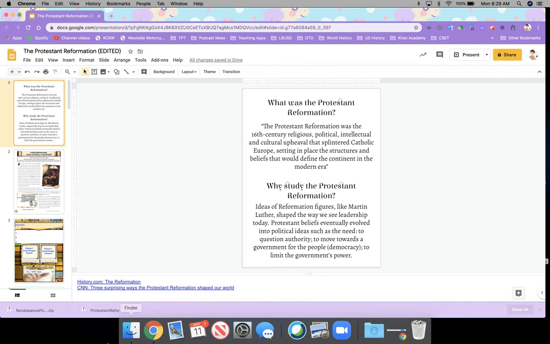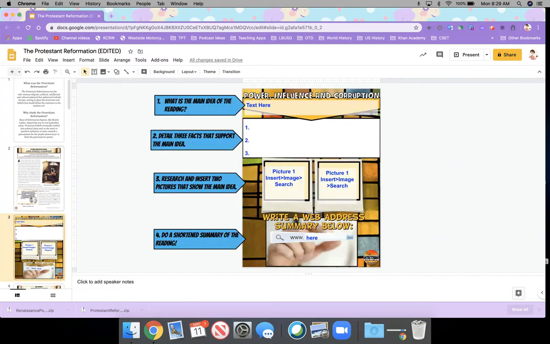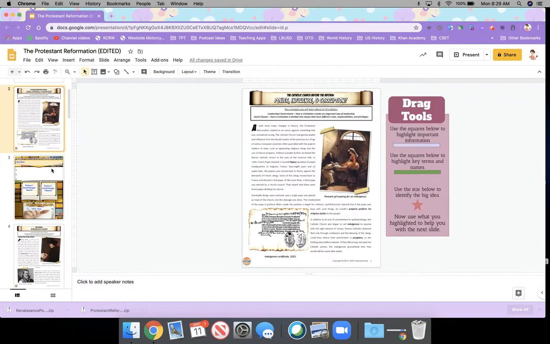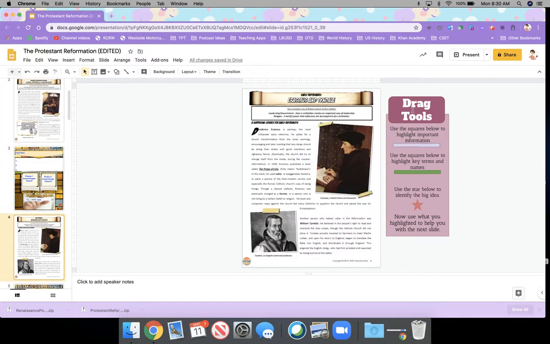Okay, so this activity is a fairly easy activity for you this week. You have some various readings about the Protestant Reformation, what led to it, the key people involved in the Reformation, and the way in which it spread. So what you're going to do is read each section, and you can see for each section here we have these drag tools. We've used these tools before, but just a reminder, very simply, you're going to click on a drag tool and drag it over to your reading.